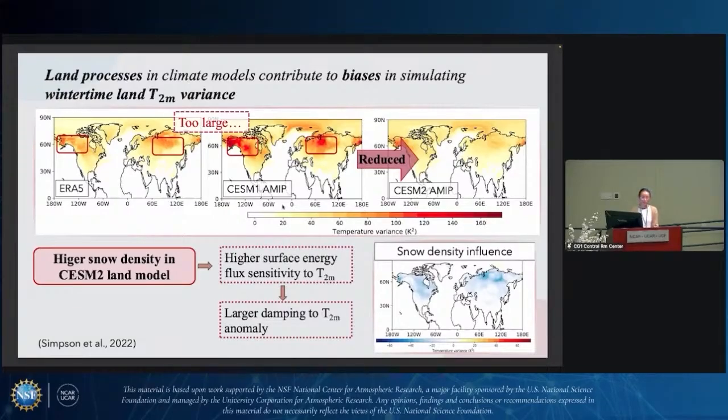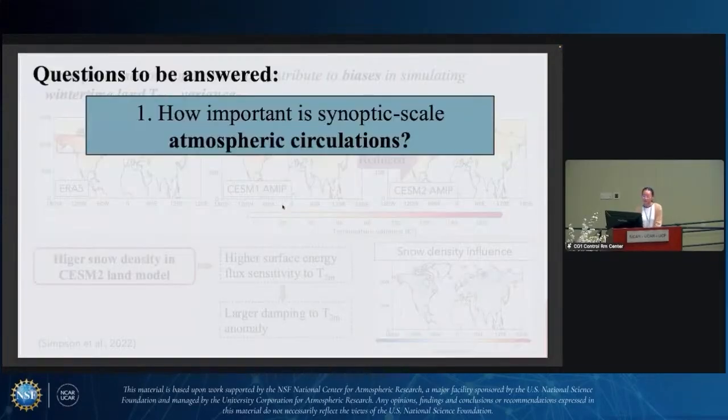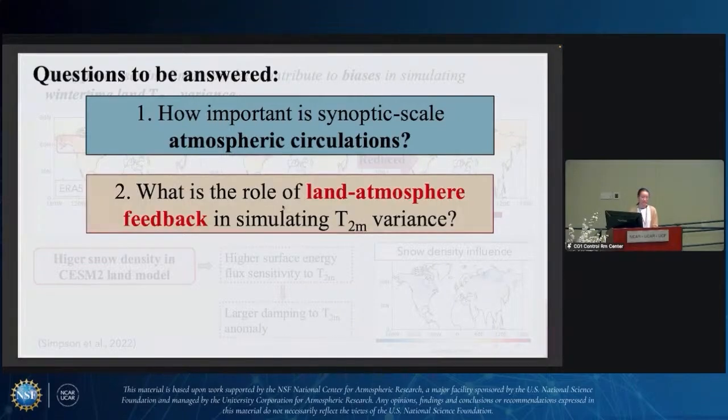However, we also know that the synoptic scale weather circulations are quite important. For example, regional cold spell events are tightly coupled to upper troposphere blocking events. So there are a few questions that we want to address. First of all, how important are the synoptic scale atmospheric circulations in explaining these errors? And second, what's the relative role of the interactions between the land and atmosphere?